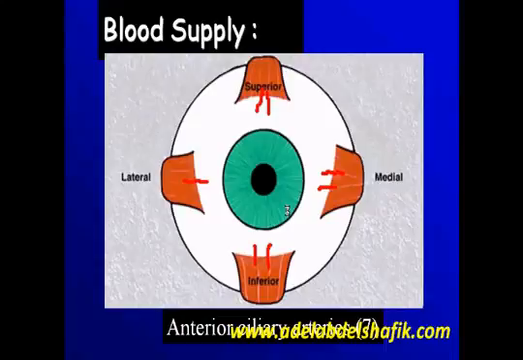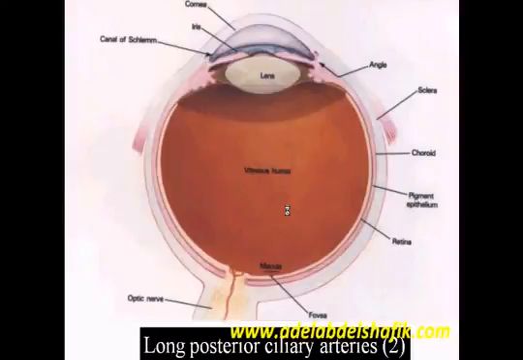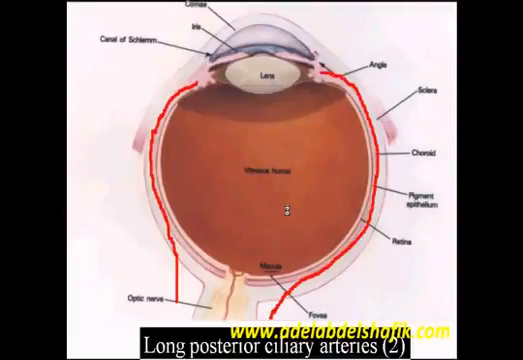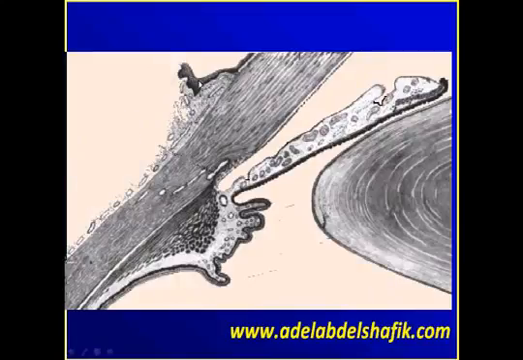These vessels run on the sclera before reaching the limbus, 3 millimeters, then pierce the sclera inside the eye. And we have 2 long posterior ciliaries coming from behind. They penetrate the sclera, move between the sclera and the choroid, sclera and ciliary body, to the ciliary body itself.